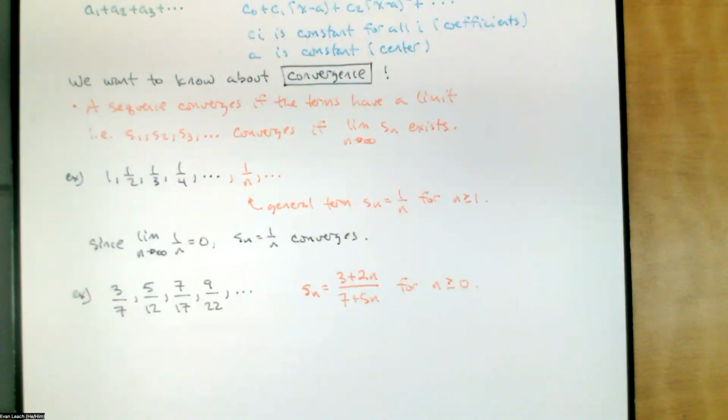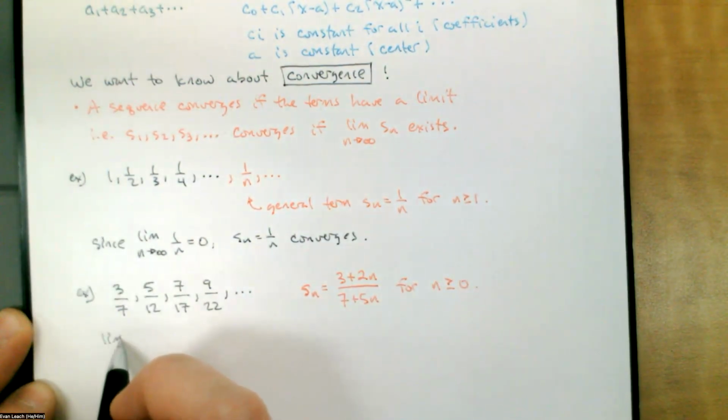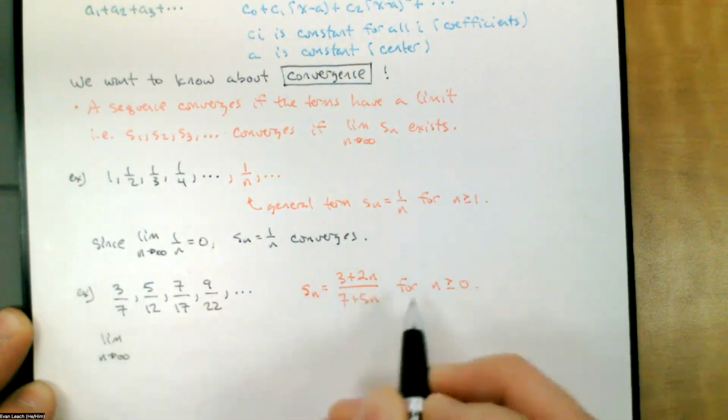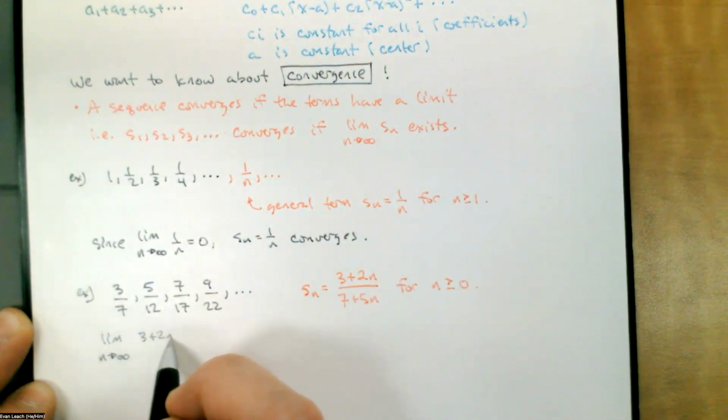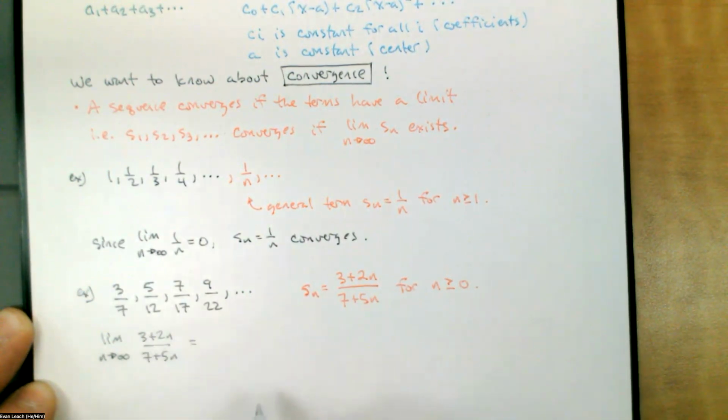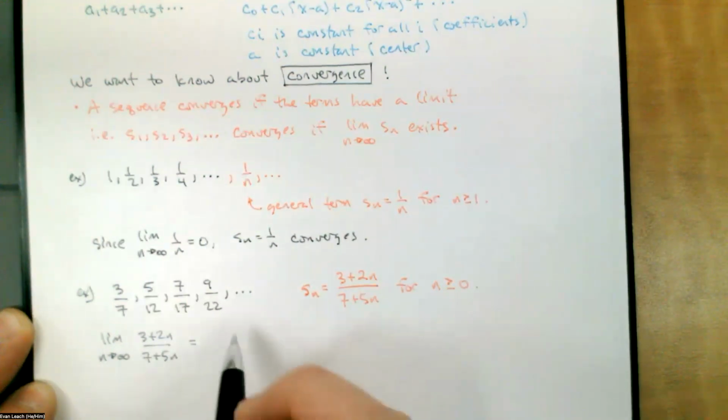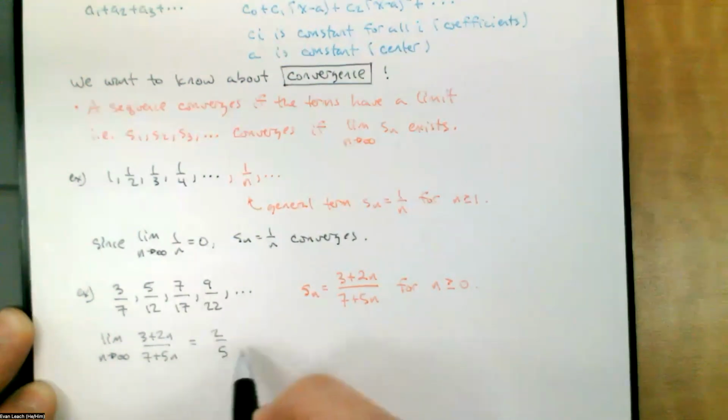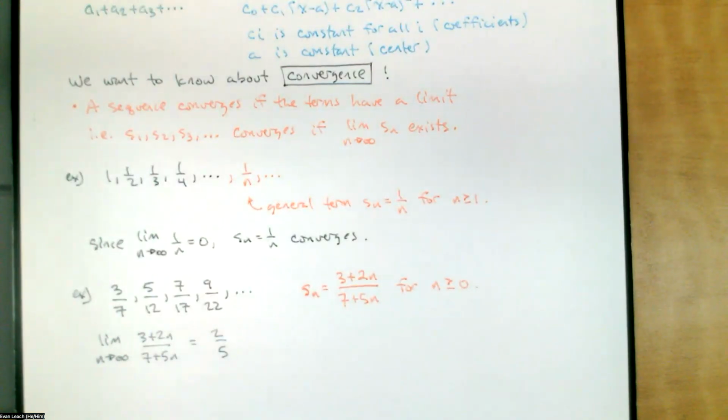When we're listing the values of n that we're going to be using, that's about the beginning of the series. When we're asking about convergence, we're more concerned with what's going on at the end of the series, even though there's no end, it goes on forever. We take the limit as n goes to infinity of 3 plus 2n over 7 plus 5n. As n goes to infinity, 3 and 7 become irrelevant. We have 2 billion over 5 billion, so we have a ratio of 2/5. The limit exists, so the sequence converges.